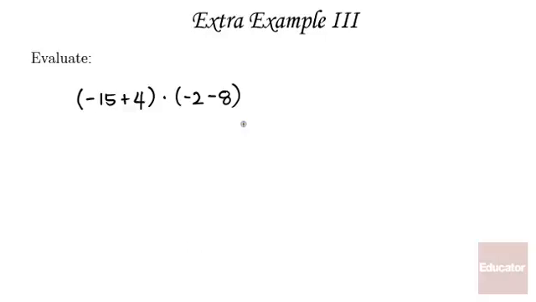Okay, so this next problem, I have parentheses that I have to solve out first. Negative 15 plus 4. Again, we're adding integers. They have different signs. Find the difference of their absolute values. Absolute value of negative 15 is 15. Absolute value of 4 is 4. If you find the difference of those, it's 11 with a negative sign. Okay.